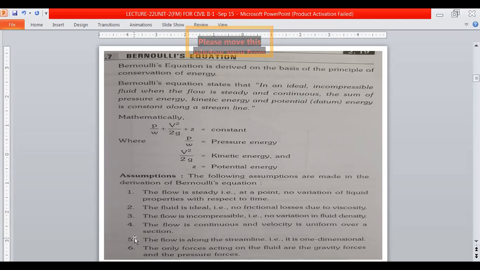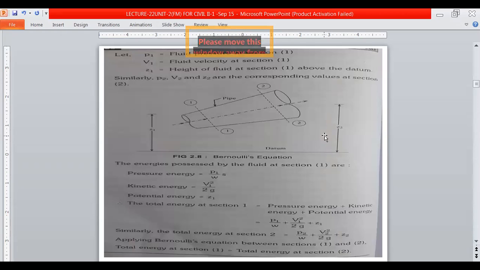Sixth assumption: the only forces acting on the fluid are gravity forces and pressure forces. So what are the types of forces acting here? The forces acting on the fluid are gravity pull and the pressure forces. Gravity forces are natural forces, pressure forces come through the pumping system. So if all these six conditions are satisfied, then the Bernoulli's equation we are stating is correct. Now we'll see how the derivation goes.